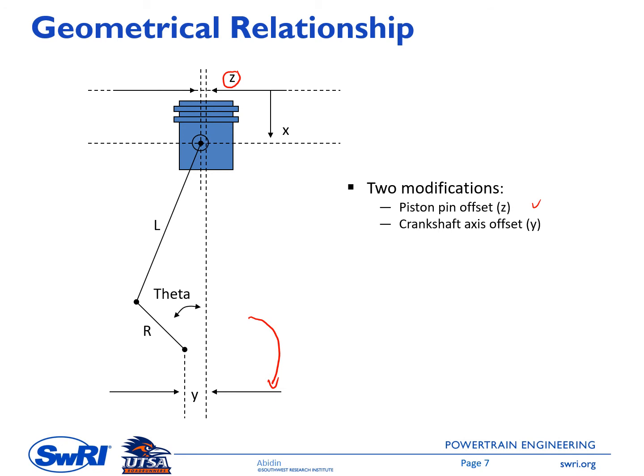And then the second modification is what's called crankshaft axis offset, or Y. Same thing here: the crank axis is shifted to the left of the piston axis by Y, and this Y can be a certain percent of the engine bore. The purpose of this modification is to reduce engine mechanical stress, and therefore we might be able to have a lighter material for this chamber, which ultimately improves the engine efficiency.